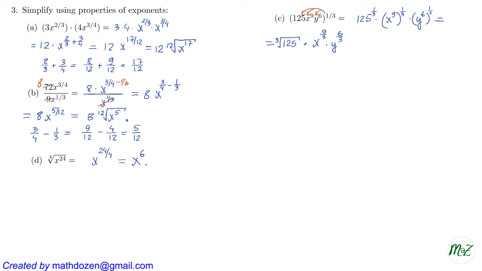So the cube root of 125 works out to be 5. And then 9/3 is reduced to 3. 6/3 is reduced to 2. So that's all we have here. 5 times x cubed y squared.